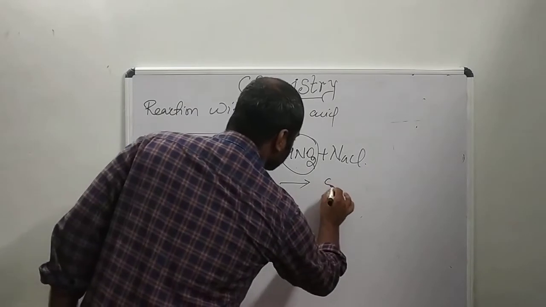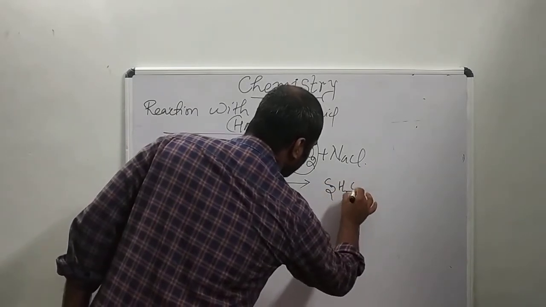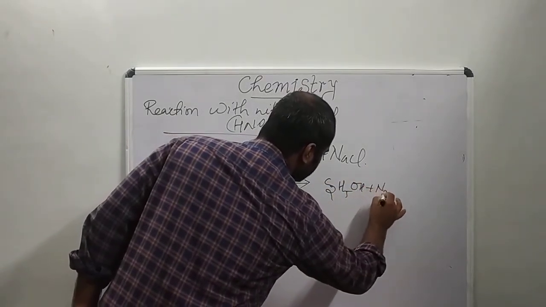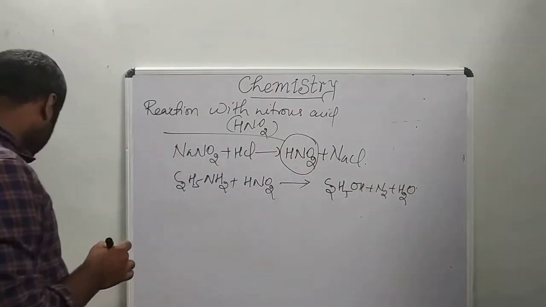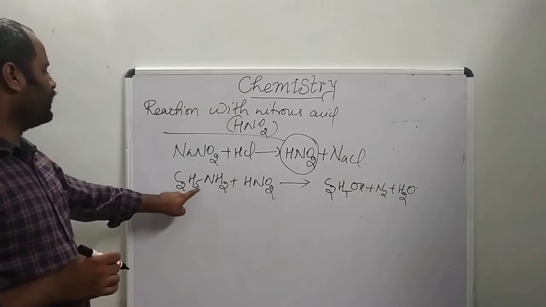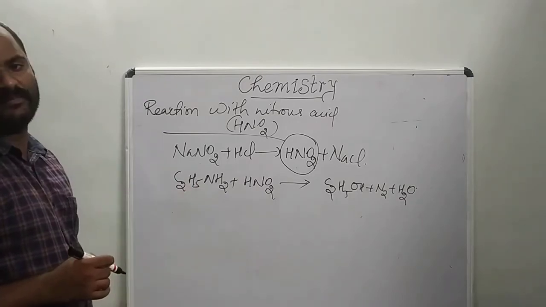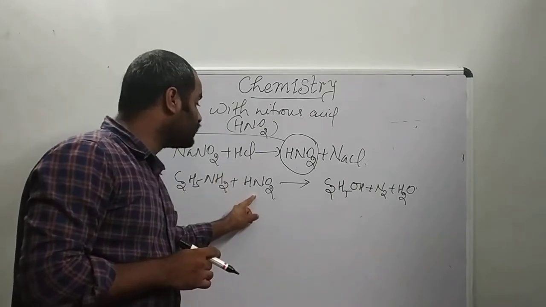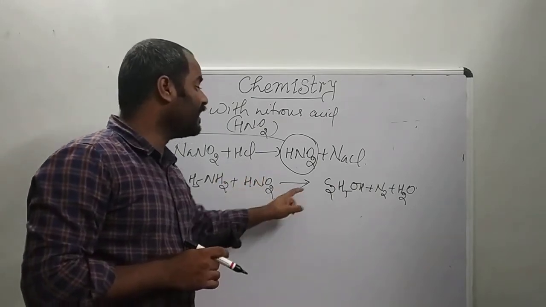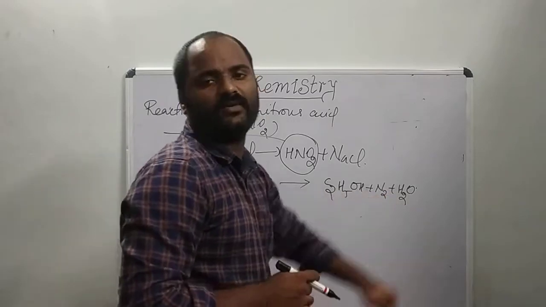It is C2H5OH plus N2 plus H2O. This is the product formed. That means when this is an aliphatic amine, aliphatic primary amines on reaction with nitrous acid give alcohol, nitrogen and water.